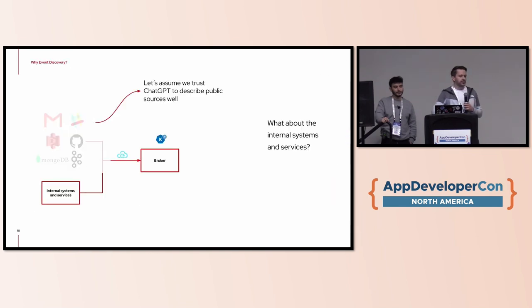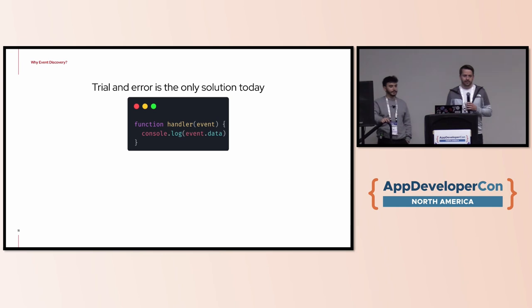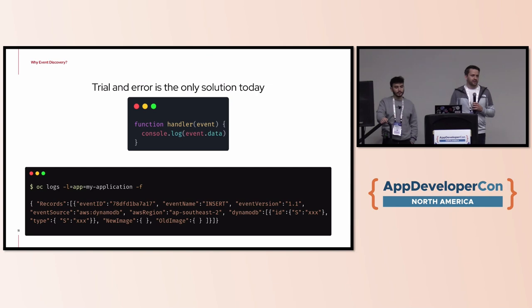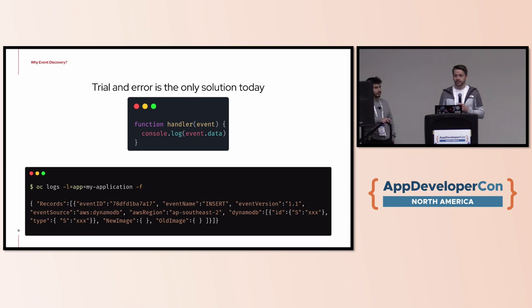So back to our example, let's assume that we trust ChatGPT to describe public sources pretty well with the required information. But we still have the issue with internal systems, which might not be documented very well, and we simply don't know the types of the events which get emitted from the source. So the only way, as of today, to know which types these sources emit, is creating a handler which logs the event to the console, sending an event to this new handler, and checking the console, inspecting it and guessing the types and the schema and so on. And this is exactly the point, or the issue, where event discovery comes into place.